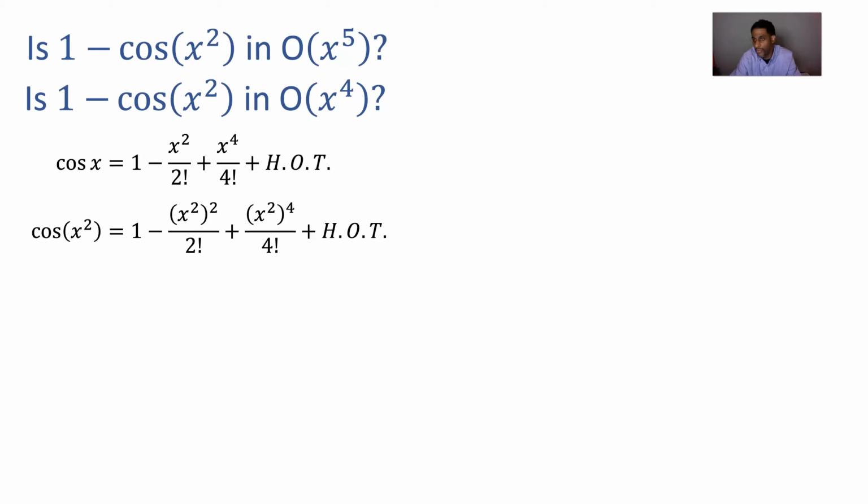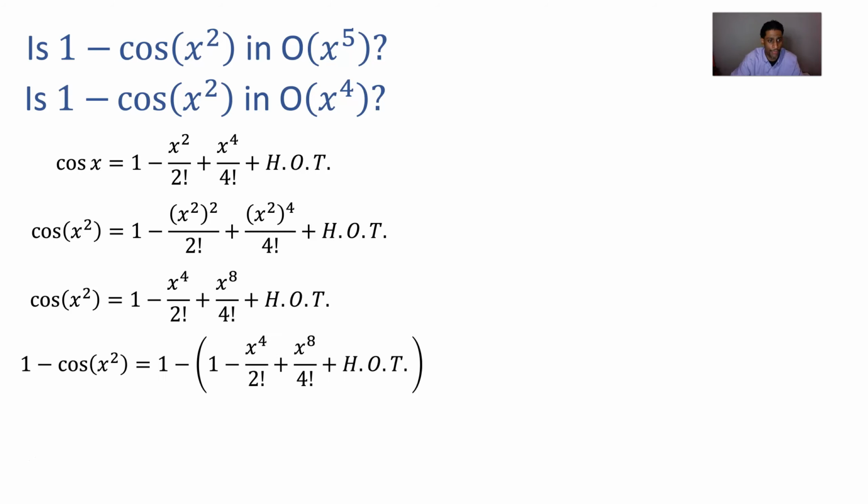X squared squared is x to the 4th. X squared to the 4th is x to the 8th. Higher order terms. Okay. What we want is 1 minus this, 1 minus the cosine of x squared. So we apply the minus to all terms. The ones cancel out. We end up with x to the 4th as our leading term over 2 factorial, and x to the 8th over 4 factorial with a negative on it. And it keeps on going for higher order terms.